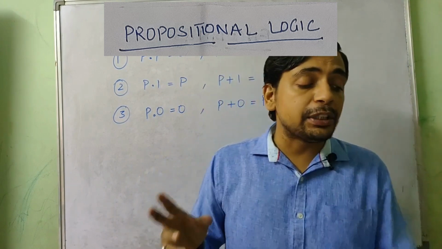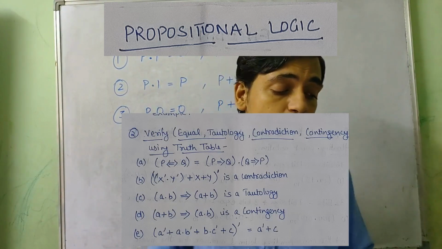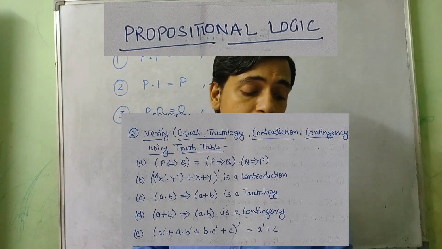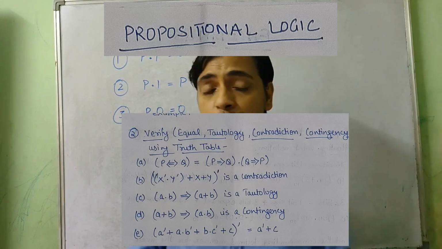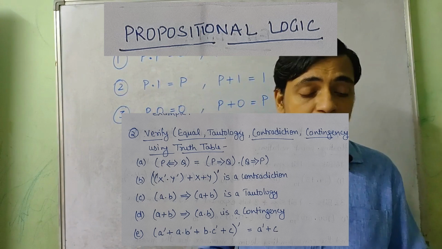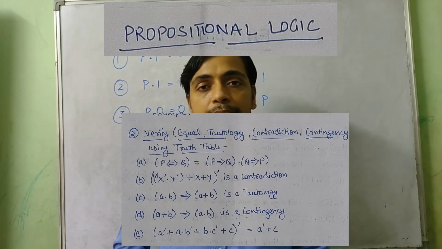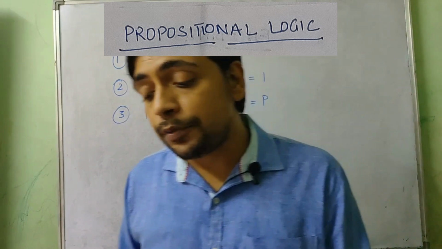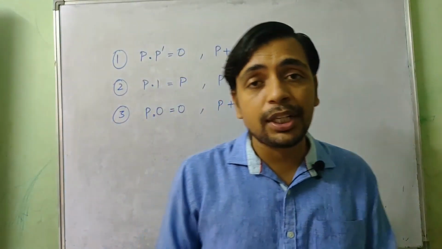And again I have given you the second question. I have given you a few propositions over there. For a few of them it is written whether it is a contradiction, a tautology or a contingency. You have to prove that it is a contradiction, a tautology or a contingency. Similarly, for the first and the last one you have to prove that the LHS is equal to the RHS. So these are the exercise questions from your chapters Propositional Logic and Encoding.